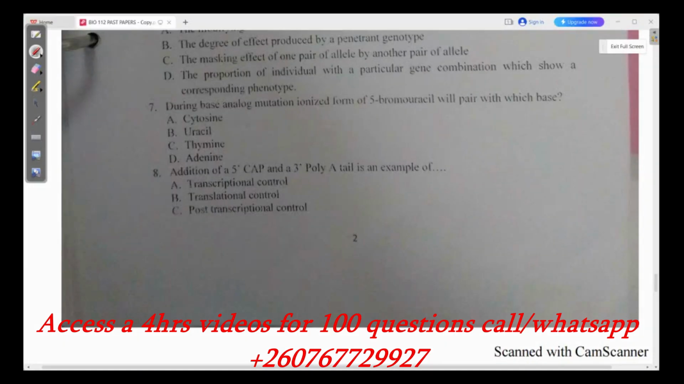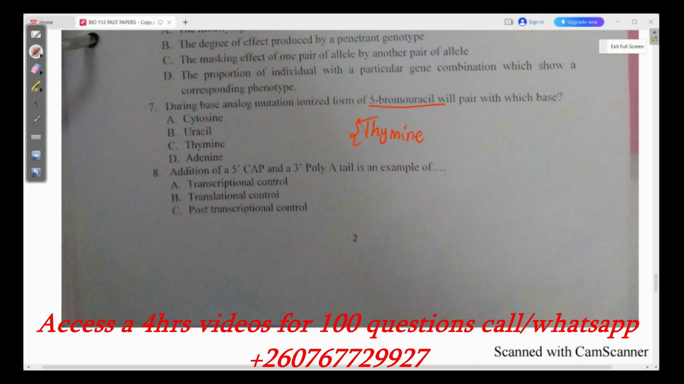So question 7, which reads, during base analog mutation, ionized form of 5-bromouracil will pair with which base? So 5-bromouracil, this is a mutated uracil. It mimics the activities of thymine. So it will not act as uracil per se. Instead, it's going to mimic the activities of thymine.